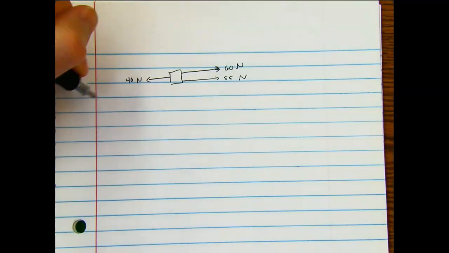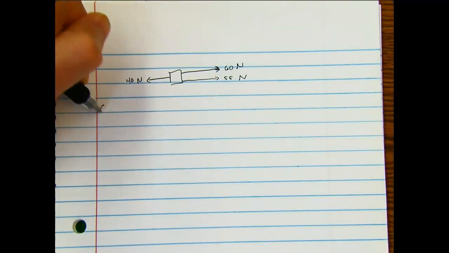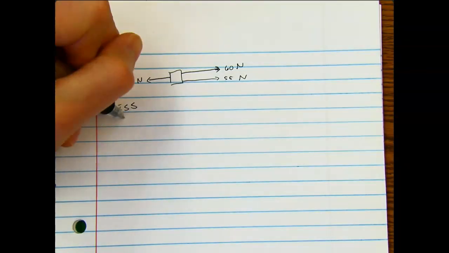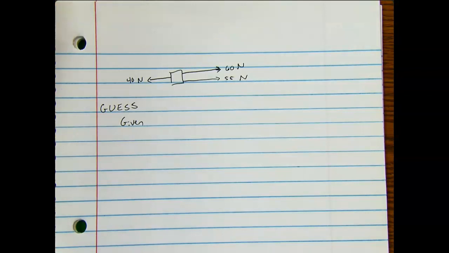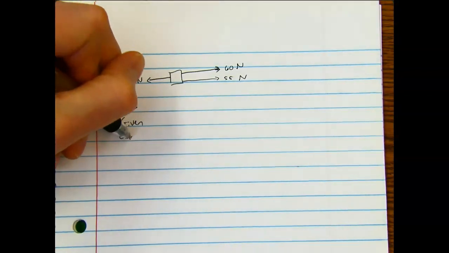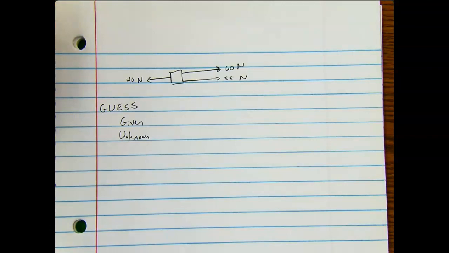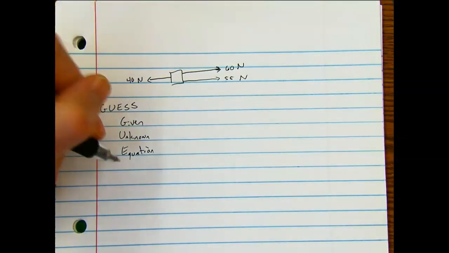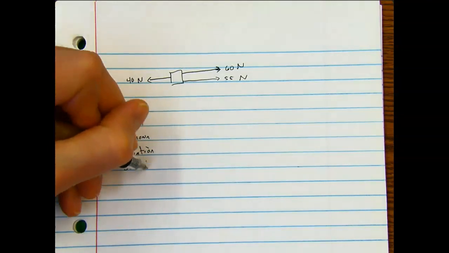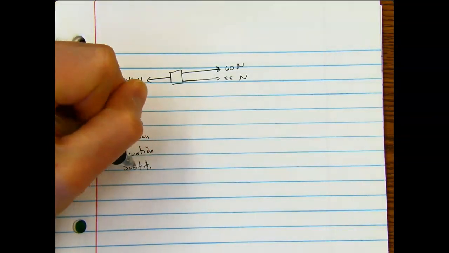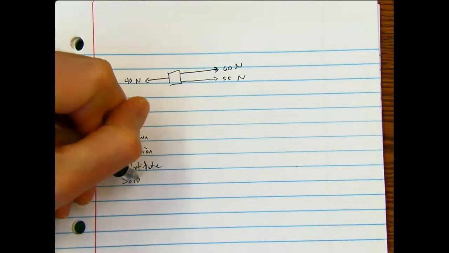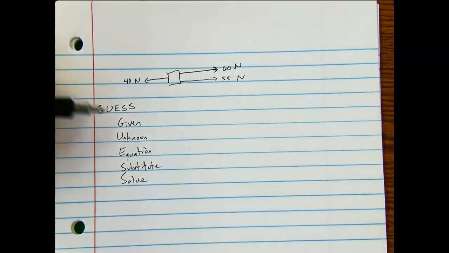So one strategy you can use anytime you're given some kind of math problem is this acronym called GUESS. This stands for given, what numbers were given to you. What's the unknown? What is the question asking for? The equation that you're going to want to use to solve, you substitute your numbers into the equation, and then you solve. G-U-E-S-S, guess.